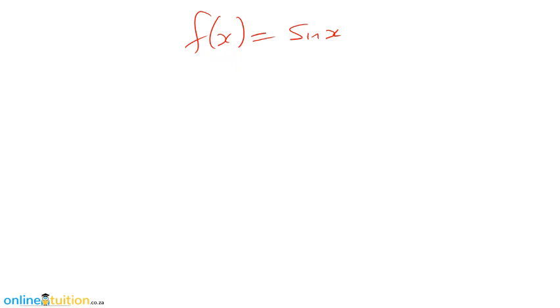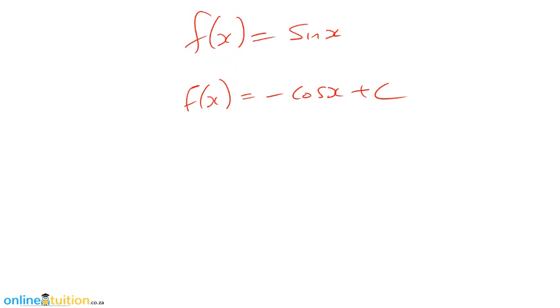Now, if I differentiate cos x, I have a problem. It's minus sine x. So what do you think the antiderivative of sine x is? The antiderivative of sine x naturally is minus cos x. But don't forget, there's always going to be a constant.